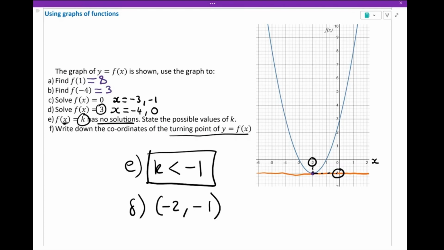And how does this link to part E? Well, it's at the turning point. Once we go below that, we're going to have no solutions in part E. So those two bits link together.